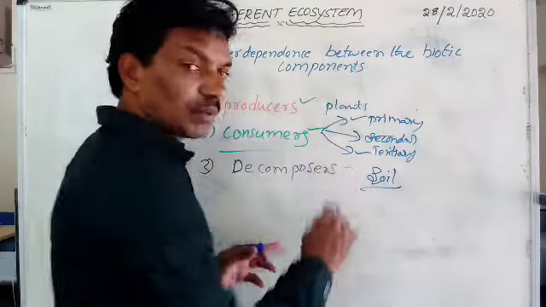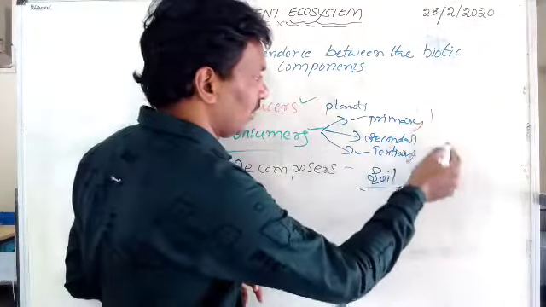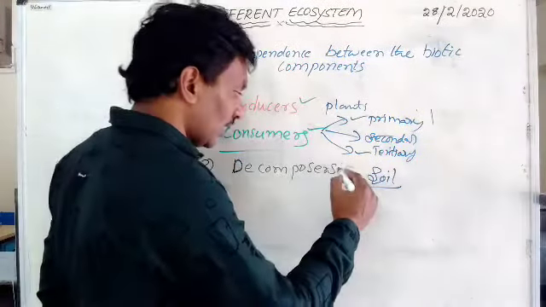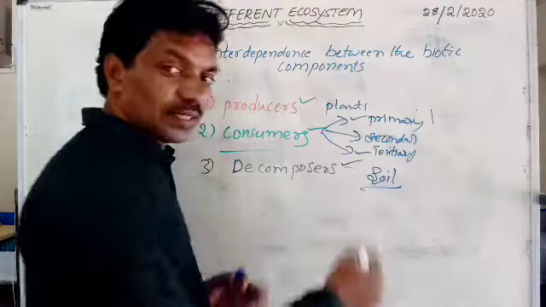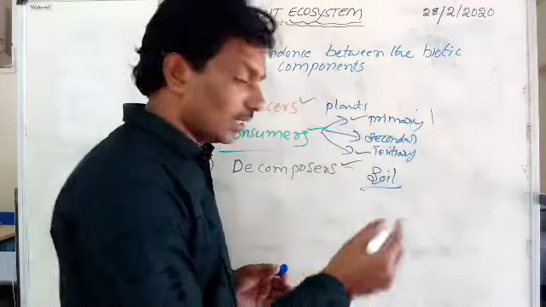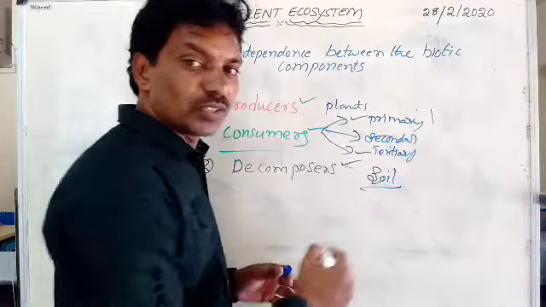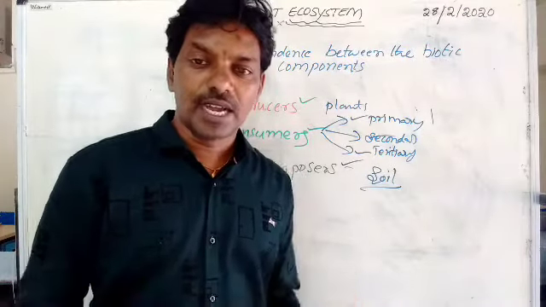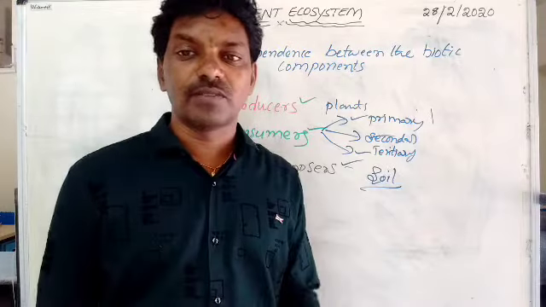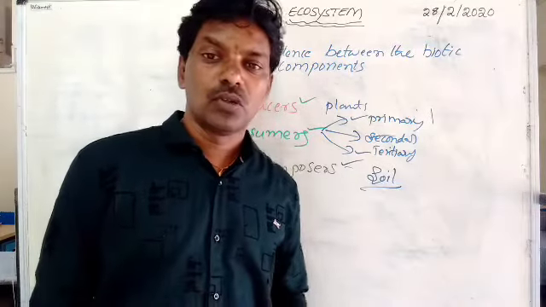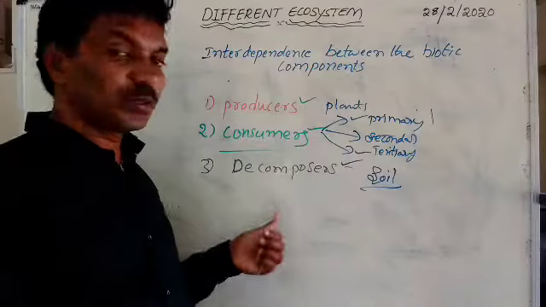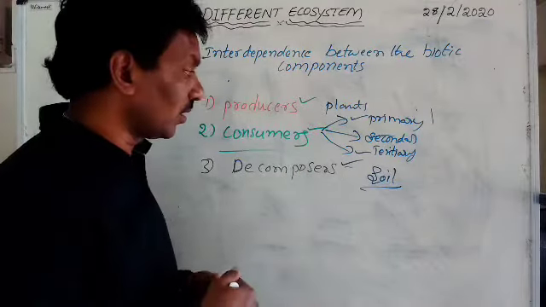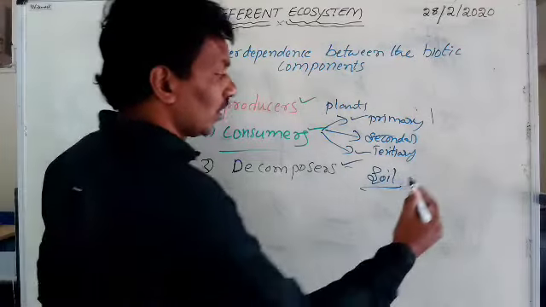These three consumers depend on the producers. When the producers and consumers die, with the help of microbes they decompose and change into minute particles which mingle with the soil. It dissolves inside the soil and the nutrients develop the soil, so that plants can grow again. These are the three levels we can see in a food chain. One depends on another. So this is the food chain.